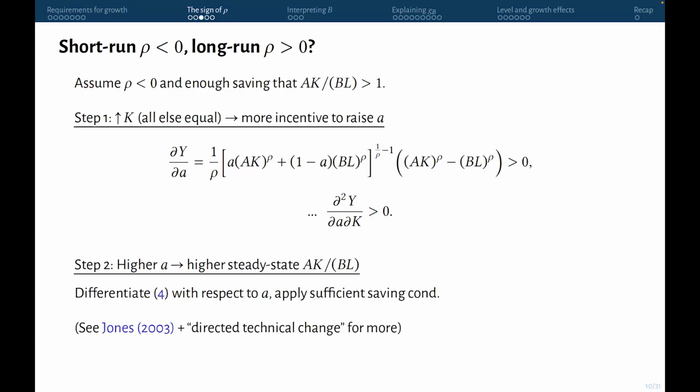Anyway, so Chad Jones has a paper laying out how this can work, and there's a lot of work on directed technical change, how the shape of the production function will respond to the availability of the factors.